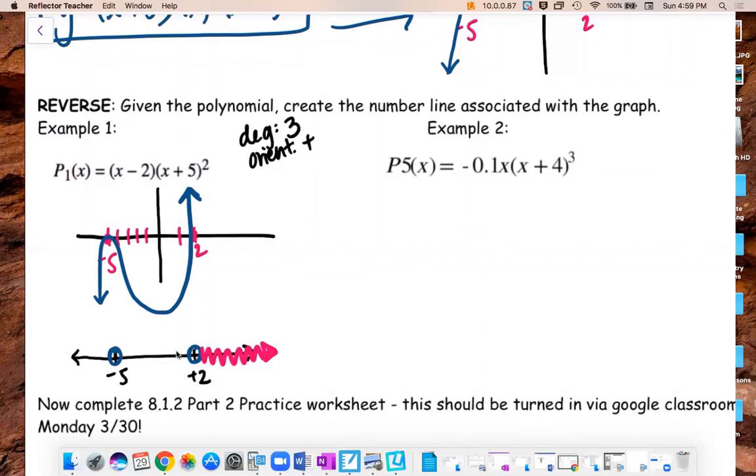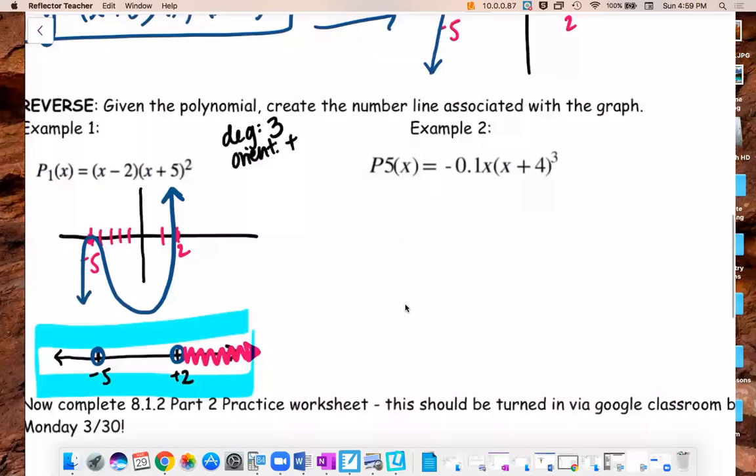And then these other 2 portions are not bold because they're below the x-axis, between -5 and 2, and between -infinity and -5. So then this is going to be your number line for that first graph. Okay, let's do it again.